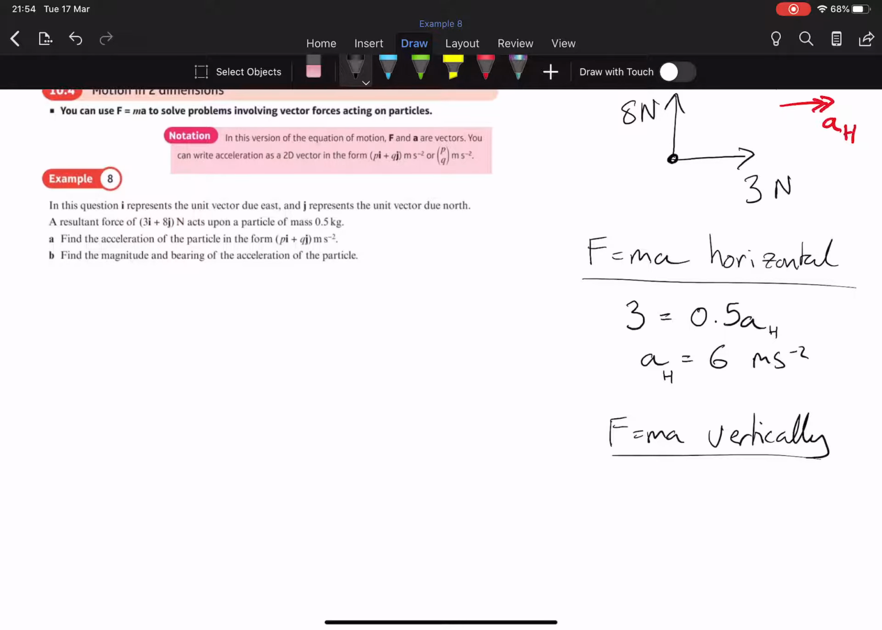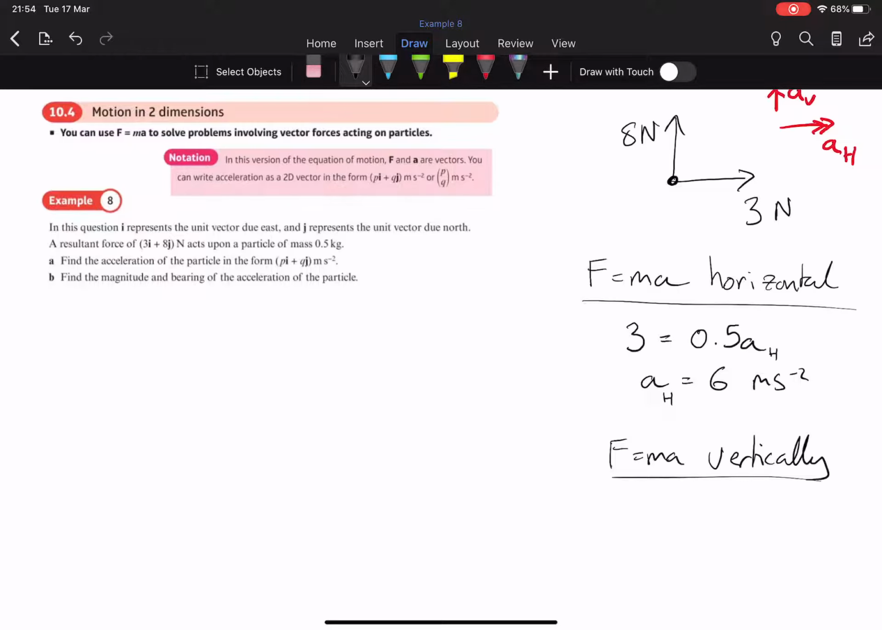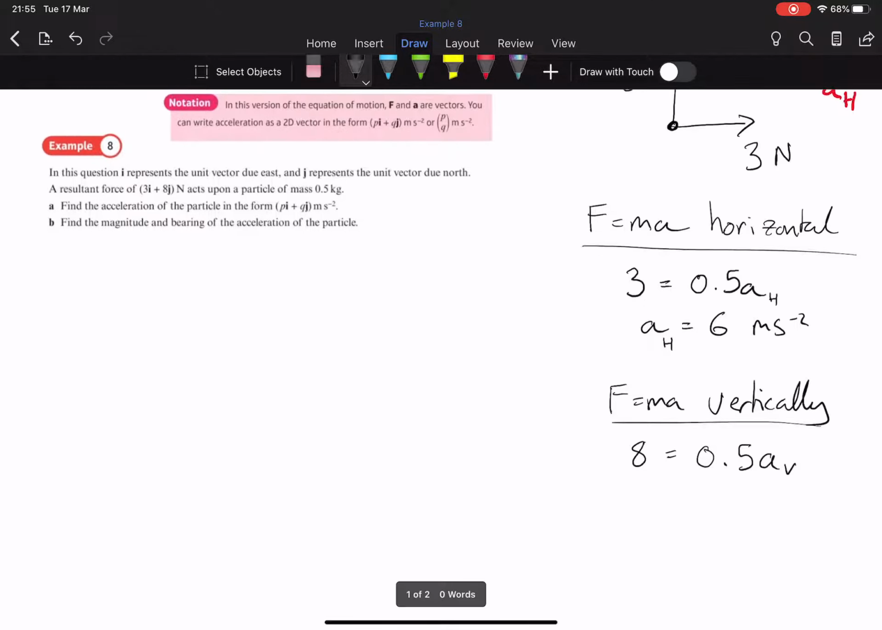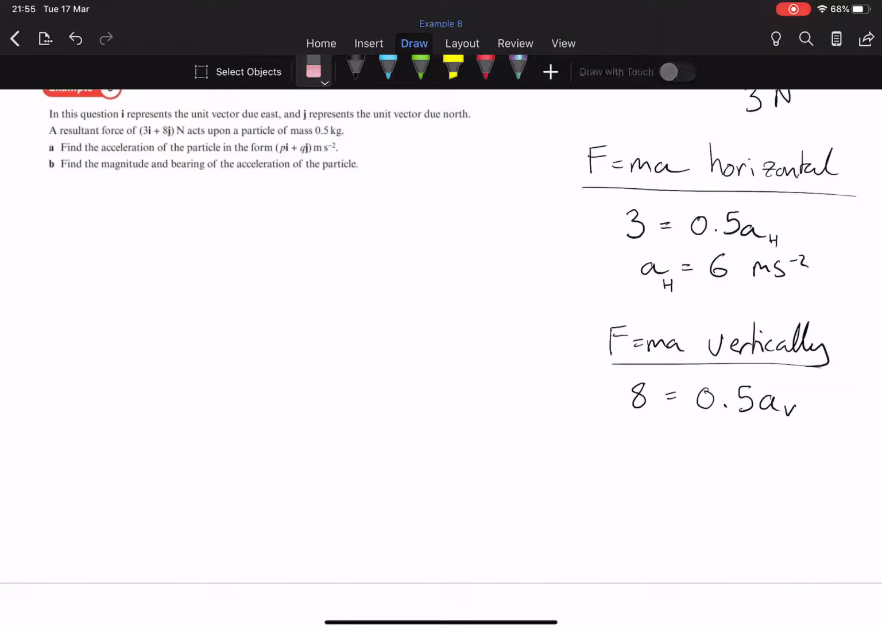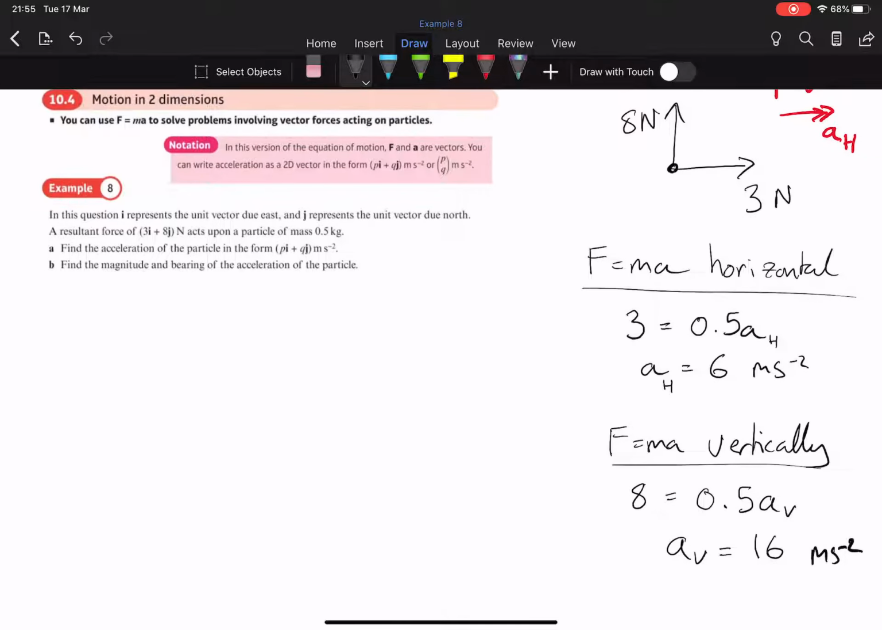So if we do that, we're going to take up as our positive direction, because the particle is going to accelerate upwards. So we'd have 8 equals 0.5, and then the acceleration, I'm going to call it a_v for acceleration vertically. So a_v means acceleration vertically. And if we solve that, we'd find that the acceleration vertically is equal to 8 divided by 0.5, 16 meters per second squared. Okay? So that's doing it separately, and that's what we've done so far.